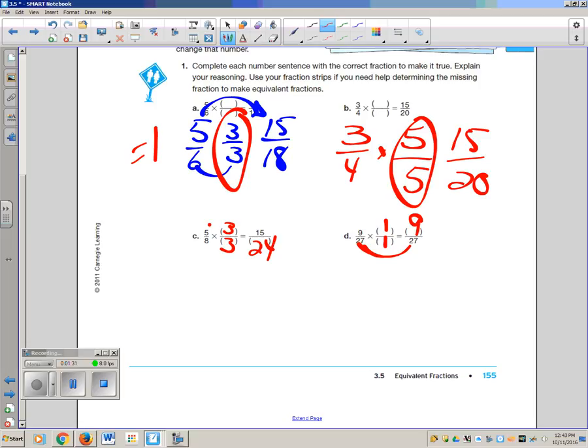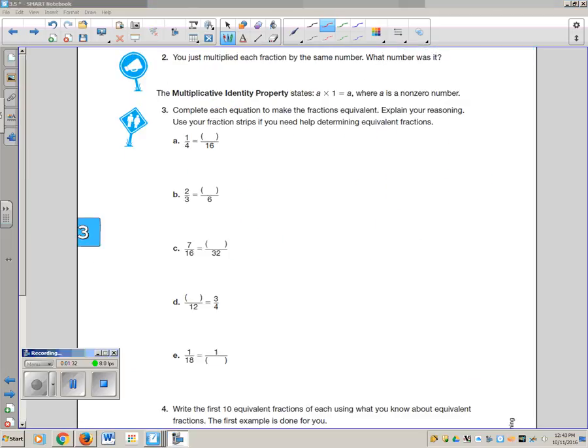9/27 is 9/27. This is called the multiplicative identity property, or as I will say a lot of times in class, the identity property. Whenever you're multiplying a times 1, it's going to equal a. Any number times 1 is that number.